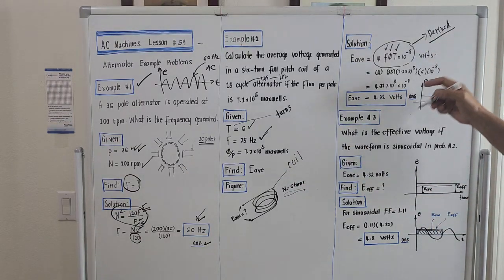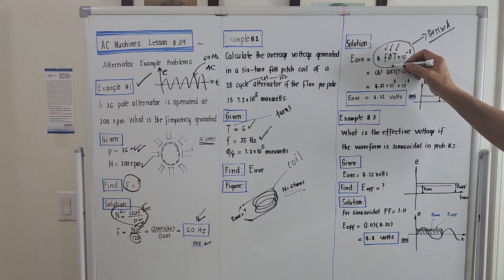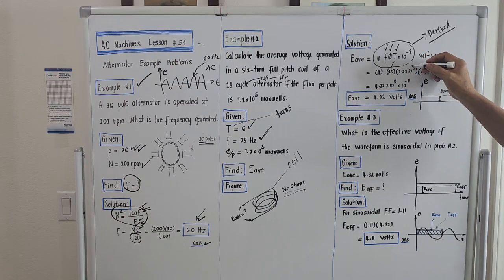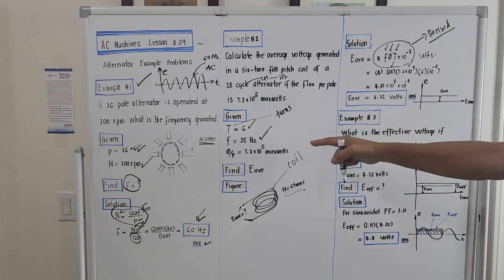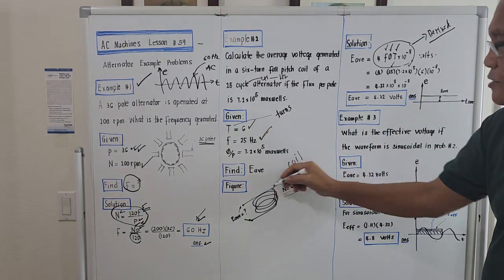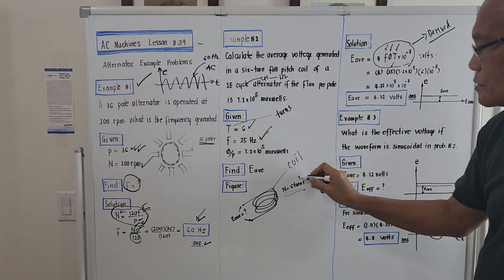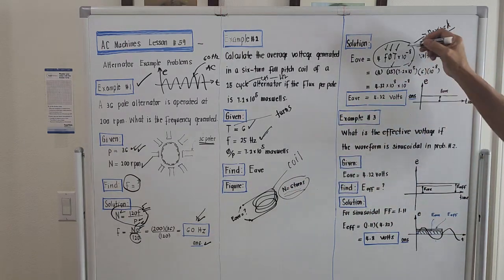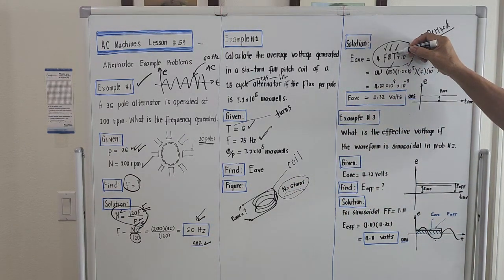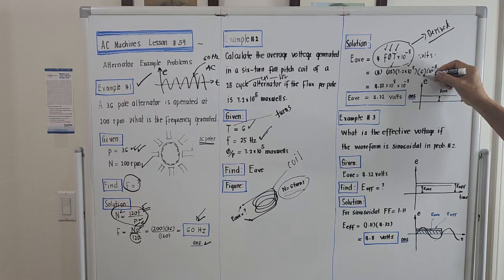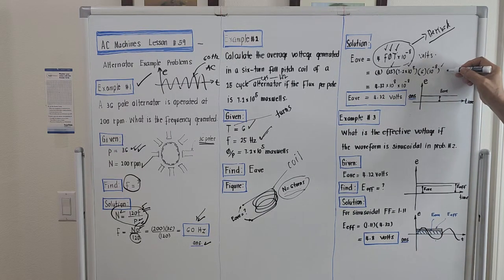So by using this formula and substituting values, frequency is 25, flux per pole is 7.2 times 10 to the 5, total number of turns. We are just given one coil, it consists of 6 turns. So this letter T here consists the total number of turns. It should be 6 times a factor 10 to the minus 8, and the unit of this will be volts.